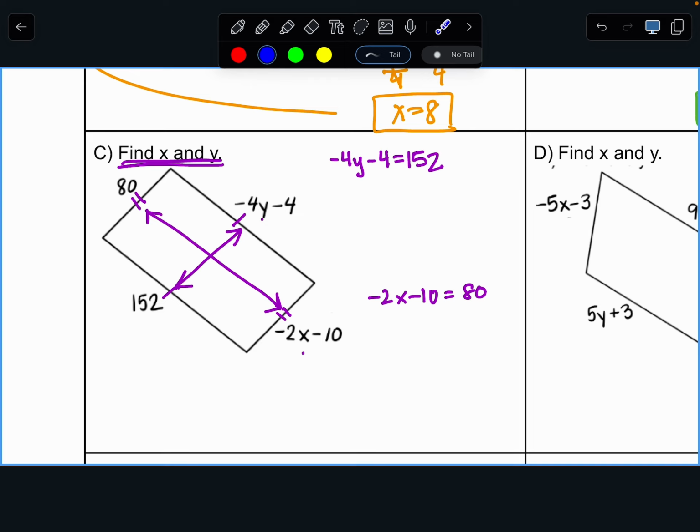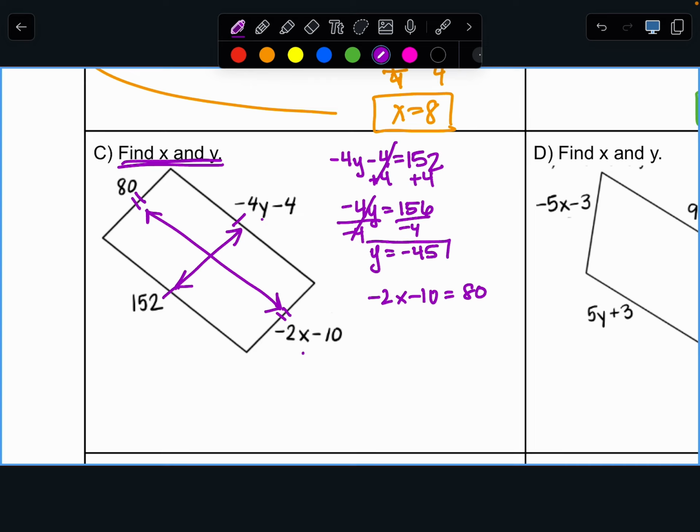So we will add 4 to both sides. Negative 4y equals 156. Divide by negative 4. Y equals negative 45. That's okay though, because when I said I thought it was a made up problem, they're just using numbers. Because what's a negative times a negative?